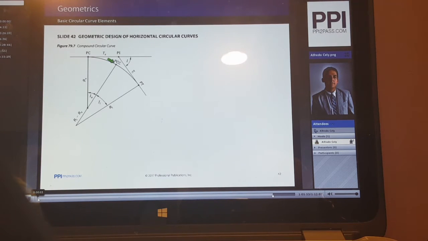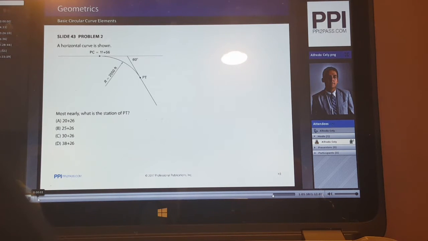So what do you think if we sink our teeth into a problem? Now, this is our second problem of the geometrics lesson, and this is, of course, on horizontal curves. So a horizontal curve is shown with a point of commencement at station 11 plus 56. We have a PT, and we have a radius of 2550, and we have the angle between the two tangents equal to 60 degrees. So we're being asked to find most nearly what is the station of the PT, the point of tangency.